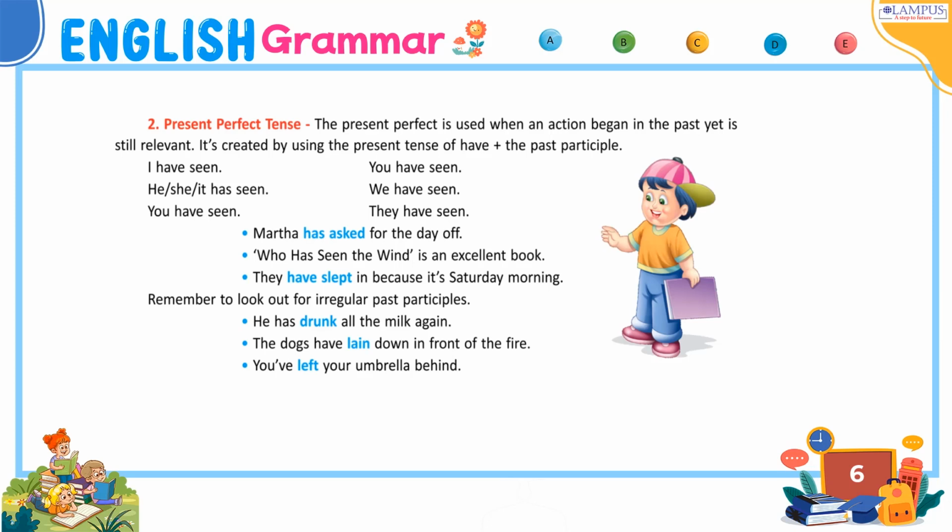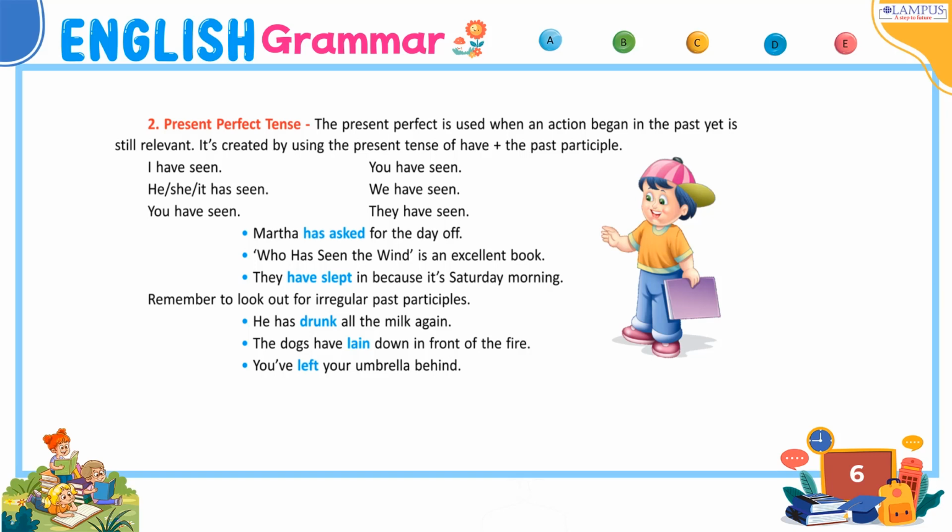2. Present perfect tense. The present perfect is used when an action began in the past yet is still relevant. It's created by using the present tense of have plus the past participle. I have seen. You have seen. He, she, it has seen. We have seen. You have seen. They have seen. Martha has asked for the day off.